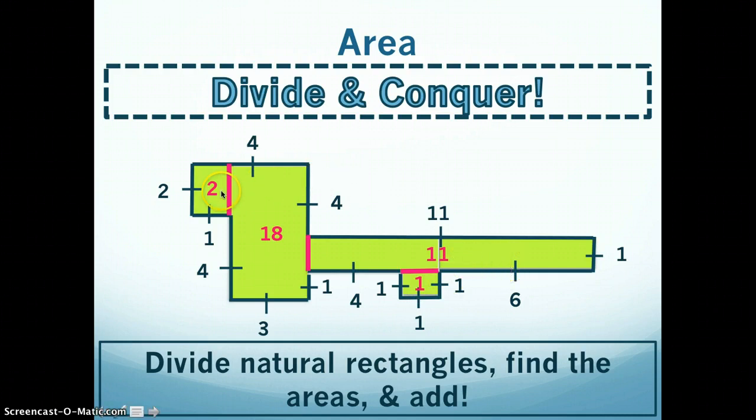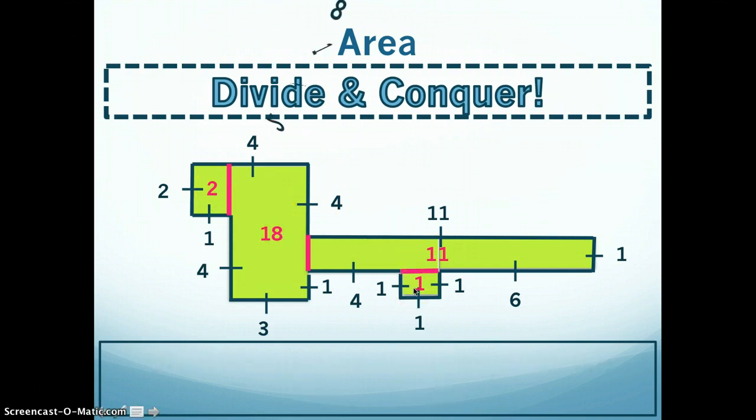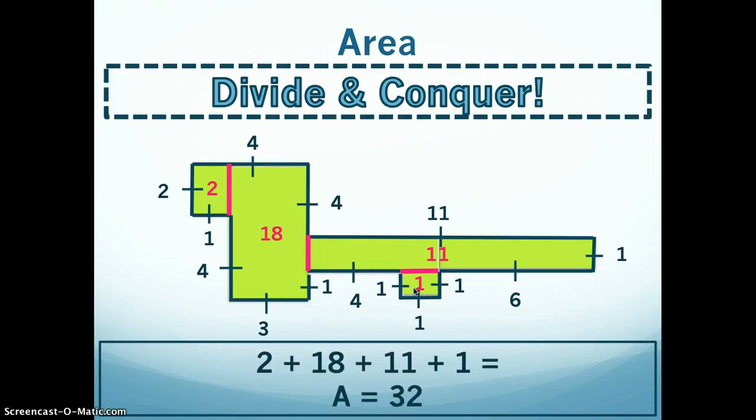We so far have 1, 2, 3, 4 different areas. We need to find the area for this whole thing. To do that, you're going to add 2 plus 18 plus 11 plus 1. Your final area should be 32.